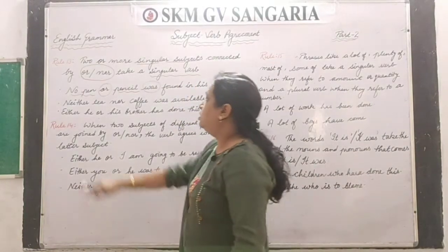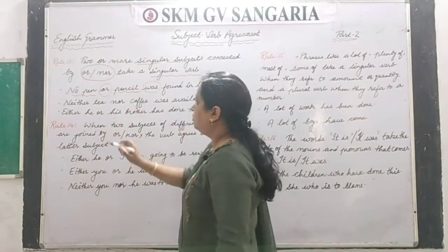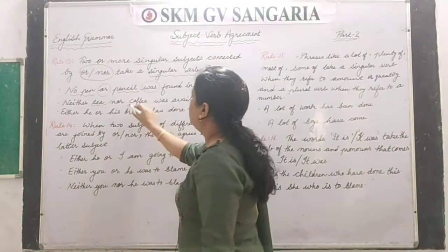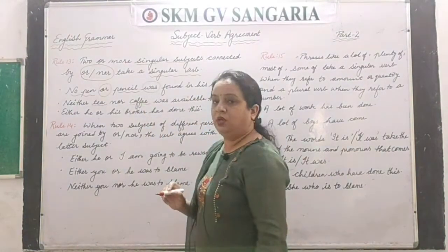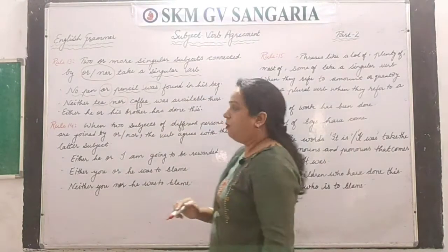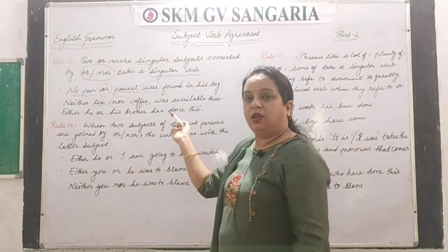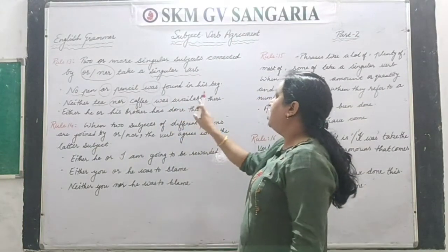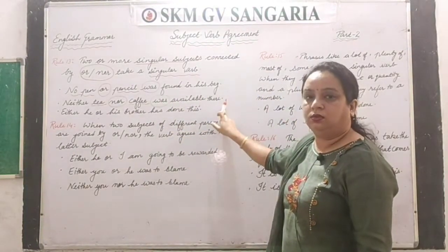Next sentence is neither tea. So here what is the tea, right? The second subject is what? Coffee, and both the subjects are joined with the word nor. Then what again do we have to apply here? Singular verb. So was available there, right?